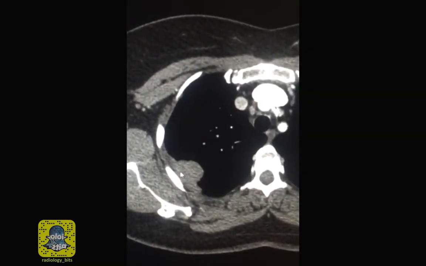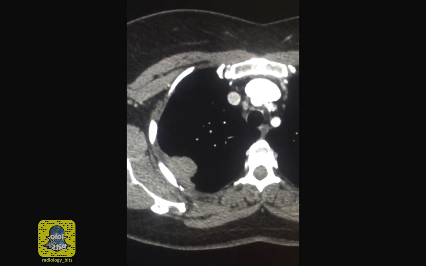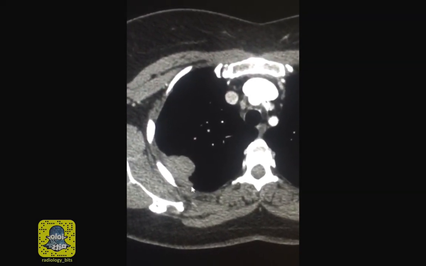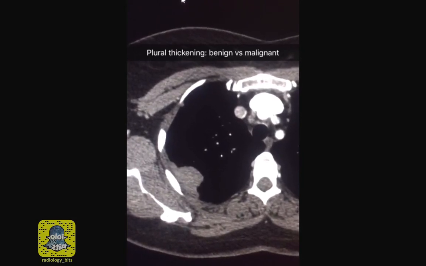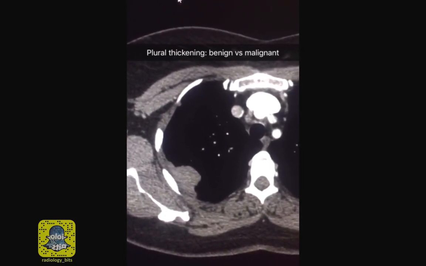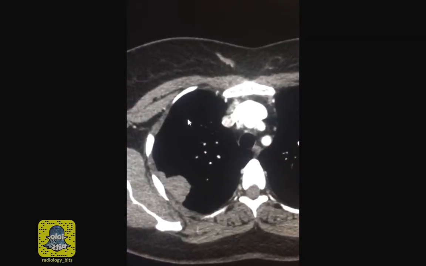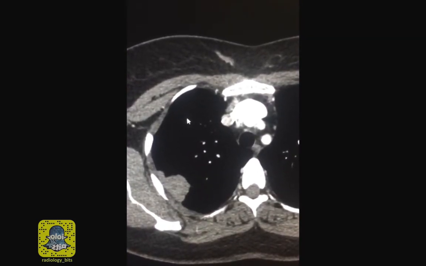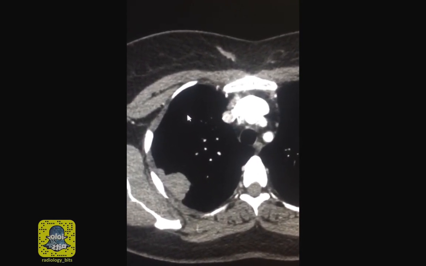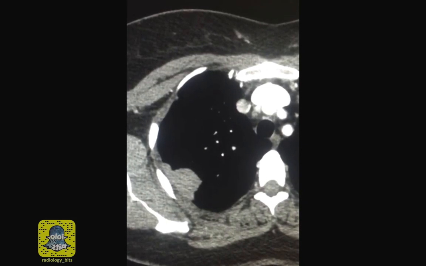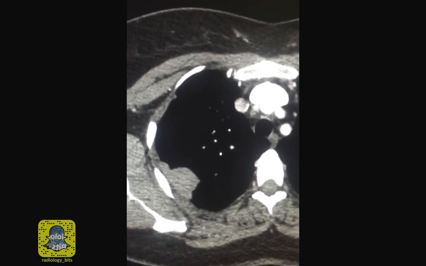The most obvious finding is this lobulated, well-defined soft tissue abnormality that's based on the pleura. Now, pleural thickening may occur due to benign or malignant causes. There are several benign causes such as previous infections, occupational lung disease, previous trauma, and others. However, there are features that are suggestive of a malignant etiology.